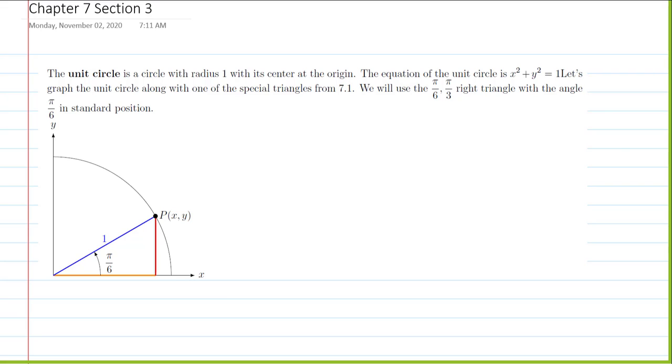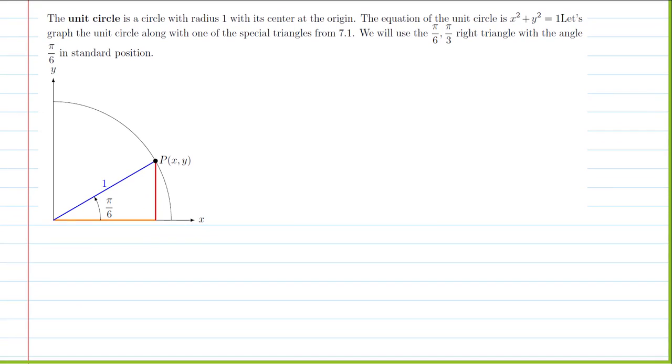All right, so by definition, the unit circle is a circle with radius 1 and center at the origin. The equation of the unit circle is x squared plus y squared equals 1. So let's graph the unit circle along with one of the special triangles from 7.1. We'll use the pi over 6, pi over 3 right triangle, which is also the 30, 60, 90 right triangle, with the angle pi over 6 in standard position.